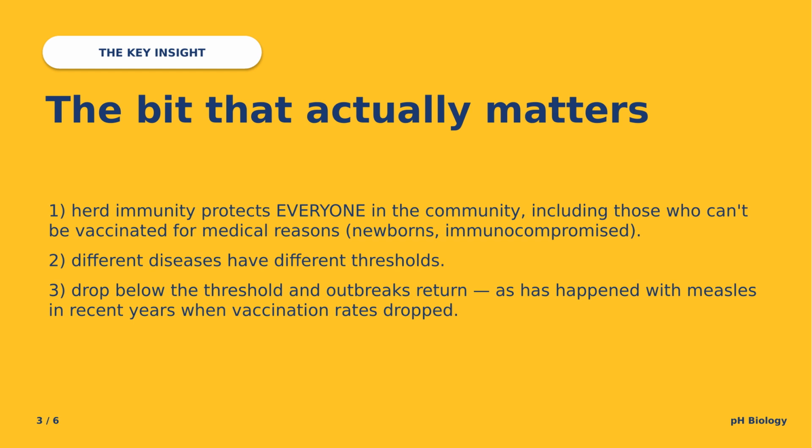Three things. 1. Herd immunity protects everyone in the community, including those who can't be vaccinated for medical reasons, such as newborns or the immunocompromised. 2. Different diseases have different thresholds. 3. Drop below the threshold and outbreaks return, as has happened with measles in recent years when vaccination rates dropped.